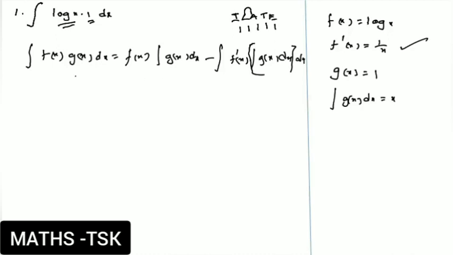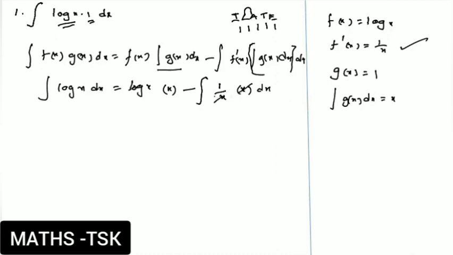Okay, right. So integration of log x into 1 into dx is nothing but f of x, here f of x is log x, and integration of g of x, I write it as x. Here the first part is over. Next, the second term is f dash of x, I write it as 1 by x, and then integration of g of x is x into dx. Here x gets cancelled. We must evaluate this integration now.